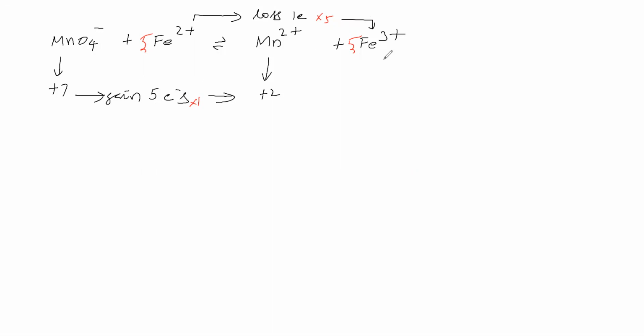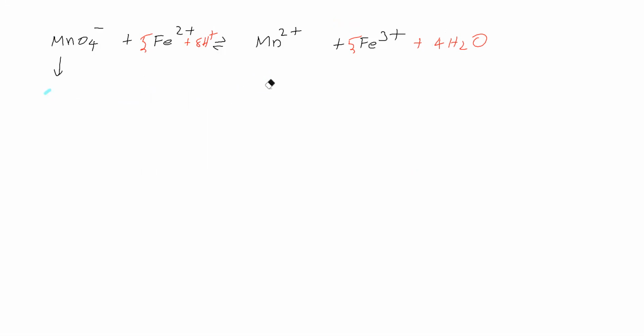Then oxygen here is 4, therefore write 4 water molecules. Hydrogen is 8, therefore write 8H plus. Now we have balanced the atoms. Now let us see the charge. If charge is balanced, then we can say the equation is balanced. We have to see whether charge is balanced or not. Here in the permanganate the charge is -1, and in the ferrous 5 into 2 plus is 10.